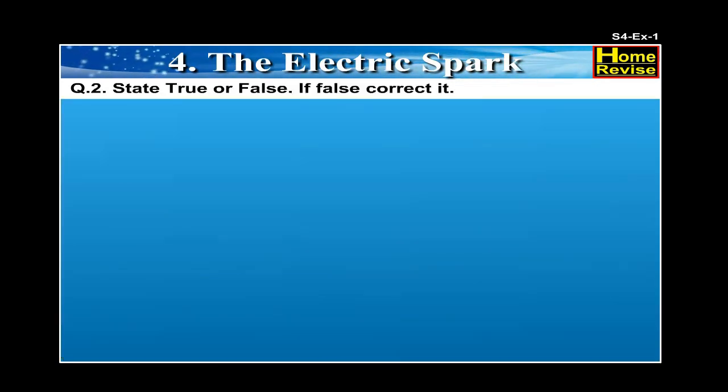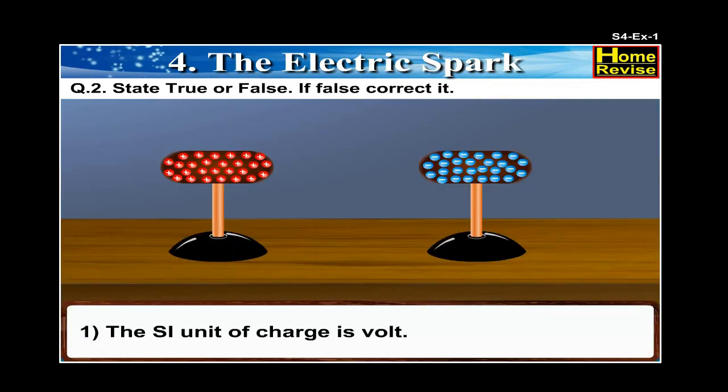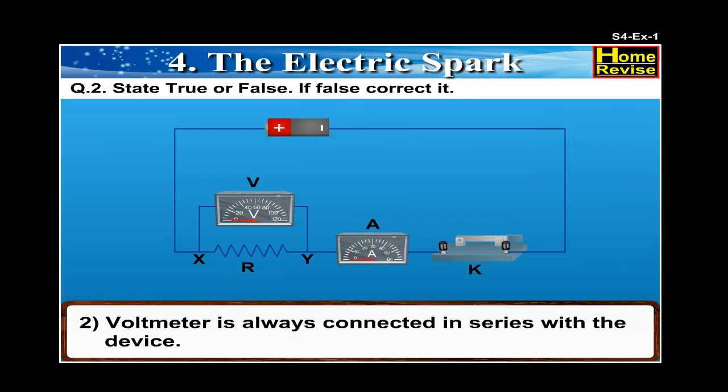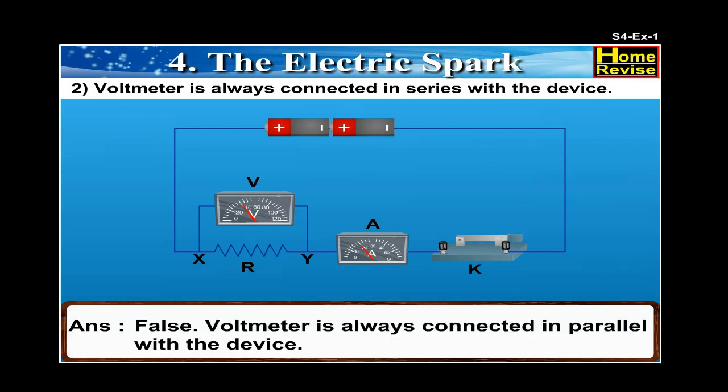Question 2. State true or false. If false, correct it. 1. The SI unit of charge is volt. The answer is false. The SI unit of potential difference is volt. 2. Voltmeter is always connected in series with the device. The answer is false. Voltmeter is always connected in parallel with the device.